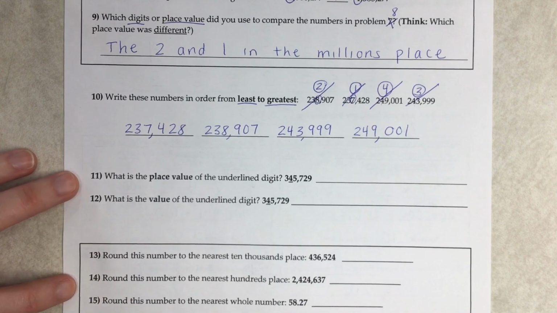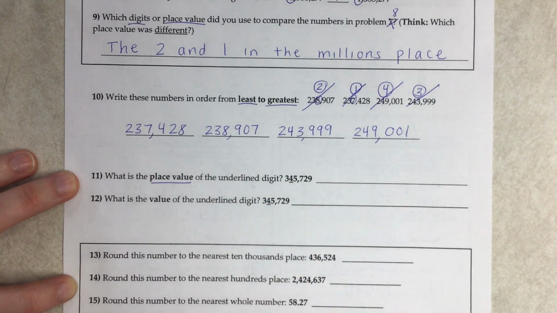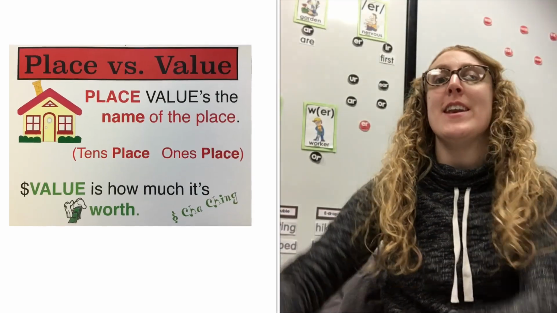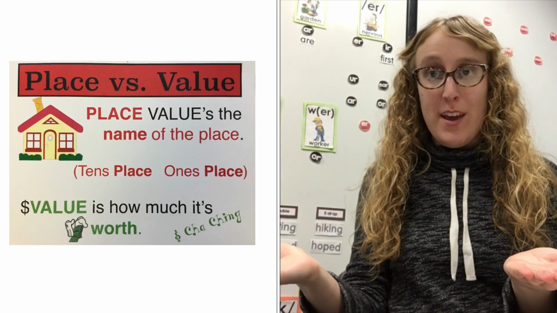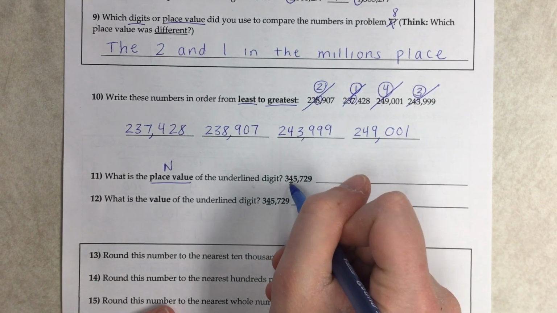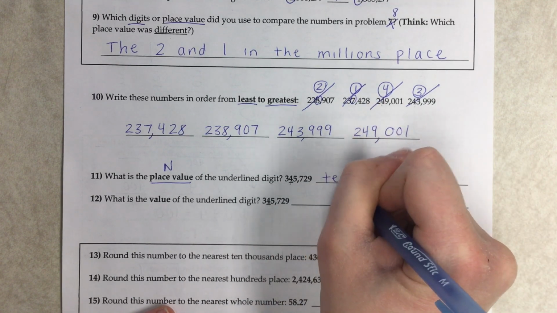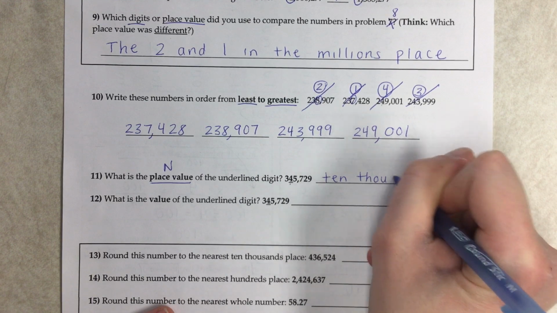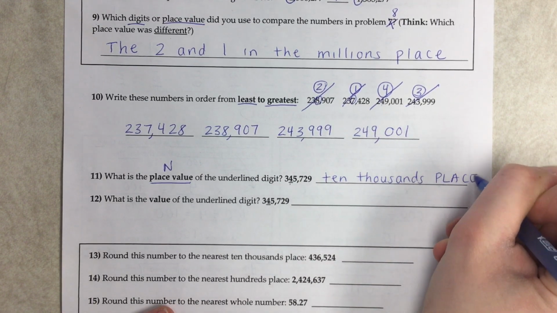Let's look at number 11. It says, what is the place value for the underlined digit? Place value is the name of the place. Tens place, ones place. So I need to be writing this in words. My 4 is right here. It is in my 10,000s. And don't forget to write the word place.